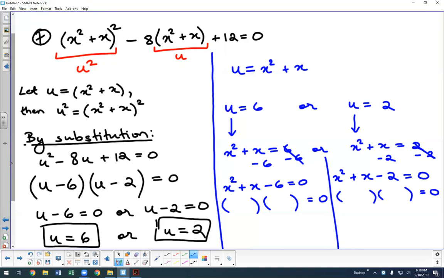Let me give you a hint in case you're wondering. Since my constant terms on both sides are negative, that means my factors will be one term positive and one term negative. So you will have opposite signs on your numbers.